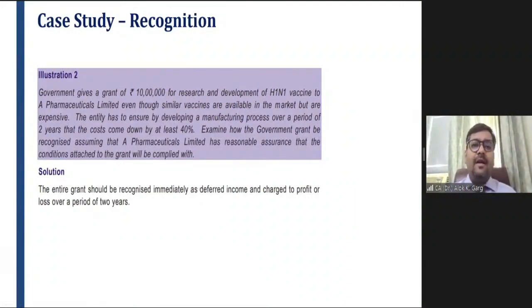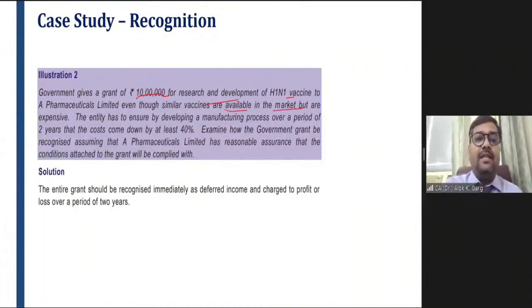Government gives a grant of rupees 10 lakh for research and development of H1N1 vaccine to A Pharmaceuticals Limited, even though similar vaccines are available in the market but are expensive. So government wants to come out with a reasonable solution. The entity has to ensure by developing a manufacturing process over a period of 2 years that the cost comes down by at least 40%.